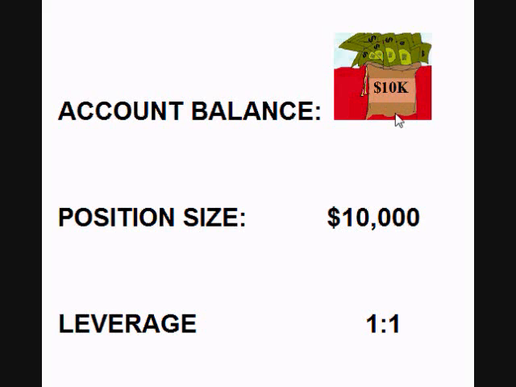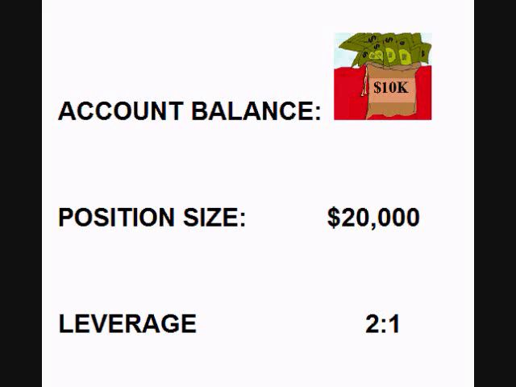He's not trading with his own money, he's still trading with the broker's money, even though the account balance is the same amount. So since his position size is the same size as the amount in his account, his leverage is 1 to 1. Remember, the leverage is always a ratio of the amount of currency that a trader is trading in ratio to the size of his account balance.